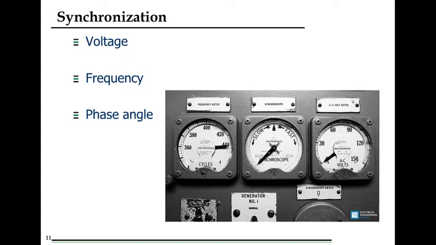Now, closing the breaker can be done either manually or automatically. When the three things match and the synchroscope gives a closing command, we close the generator breaker. Once the generator breaker closing command goes, the generator breaker will close and our generator is synchronized to the grid.